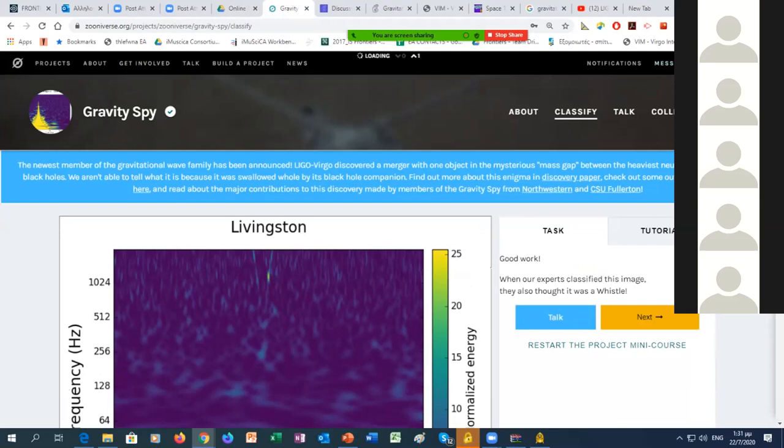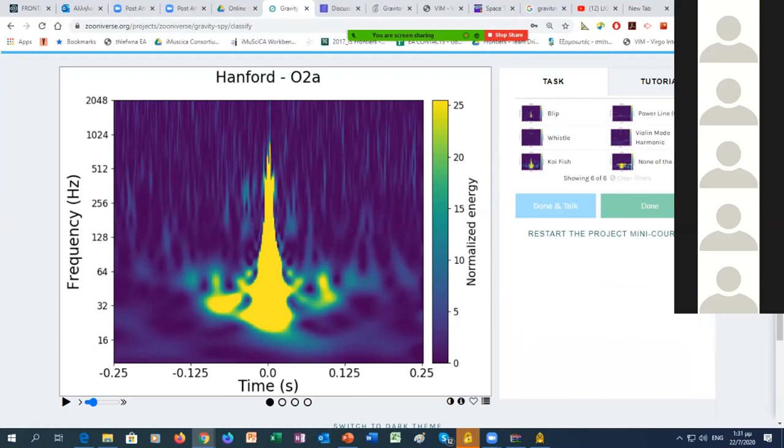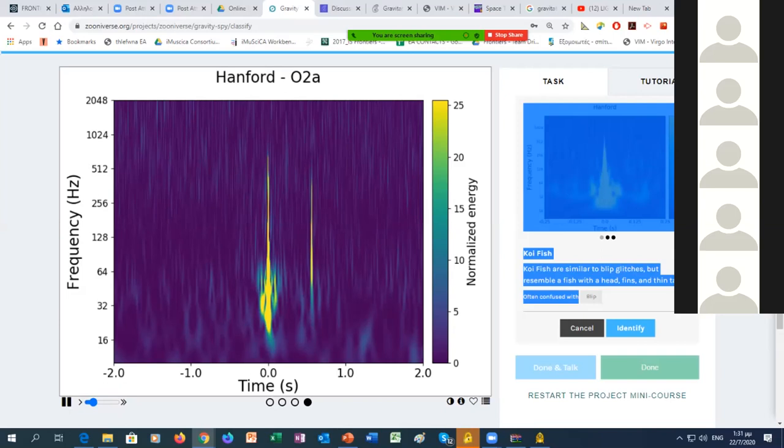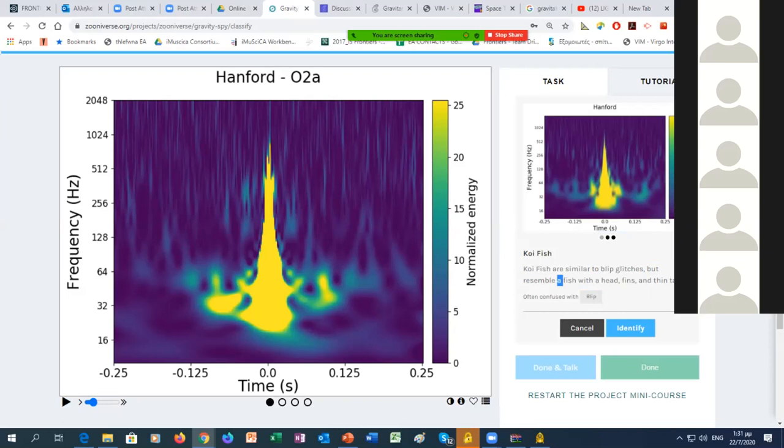Whistle. Haha, what is that? Koi fish. They are similar to blip, but they look like fish. Okay, so I identify that as koi fish.